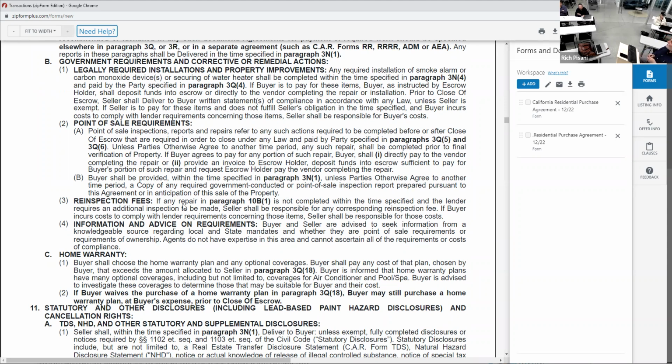Reinspection fees. Remember, I told you that they're going to want to see the smoke detector or the carbon monoxide detector. If it's not there, some appraisers will say we'll have to do a reinspection, and there will be a fee. They're allowed to charge a fee to come back out. And this is saying that cost is the seller's responsibility because it should have been there when this was done.